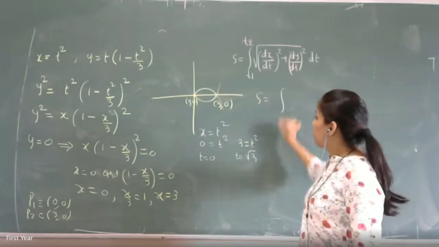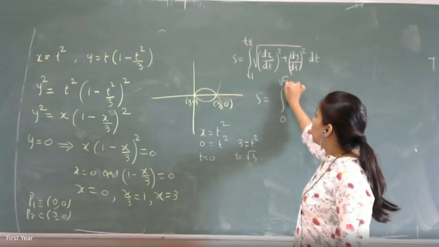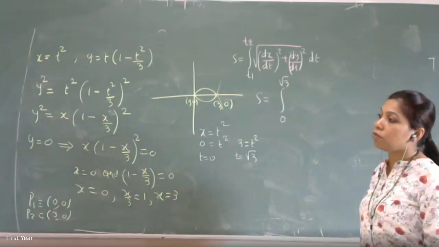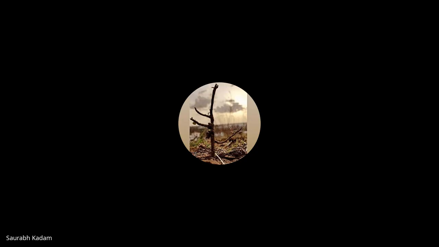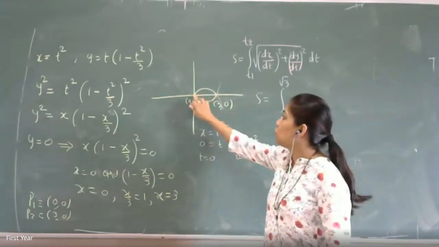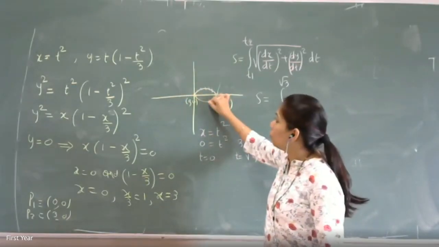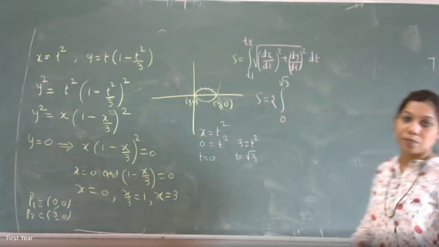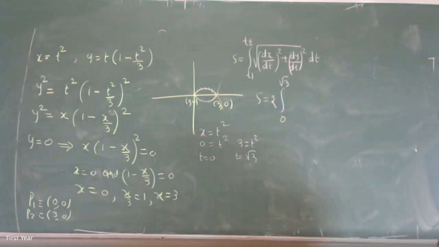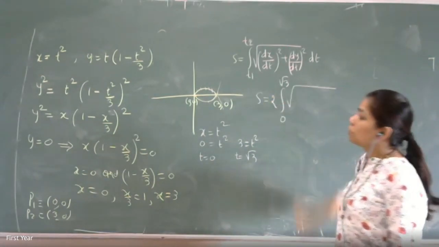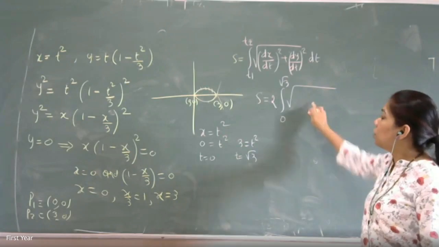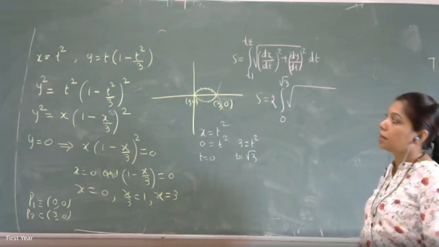It will be integration 0 to root 3. Is it asked only for the upper part of the loop? What is asked? The entire loop is asked, na? So if I take only from 0 to root 3, I am talking about only the upper half. I want the lower half also, so it will become 2 times. Yes or no? Yes, ma'am. Okay. So it is 2 times integral 0 to root 3 of root of (dx by dt) the whole square plus (dy by dt) the whole square. Put it inside the square root, simplify it, integrate it to get the answer.